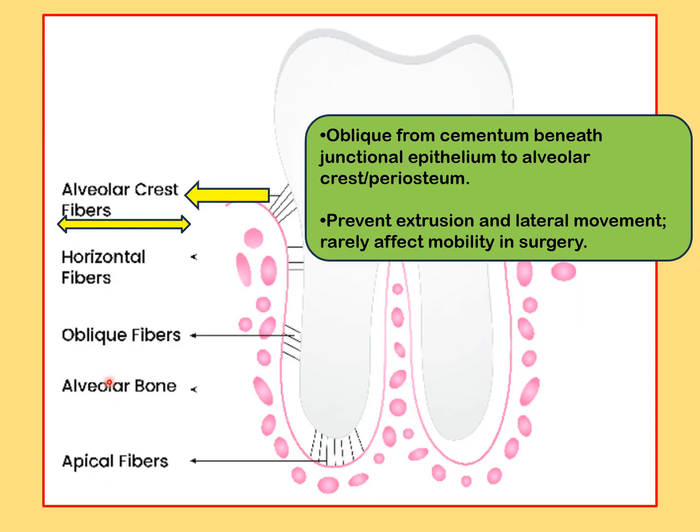So coming to the second group of principal fibers, that is alveolar crest fibers. These fibers extend obliquely from the cementum just below the junctional epithelium to the alveolar crest or periosteum. The main function is to prevent the tooth extrusion and to limit the lateral movements. During surgical procedures, they are rarely affected, so they don't affect the tooth mobility.